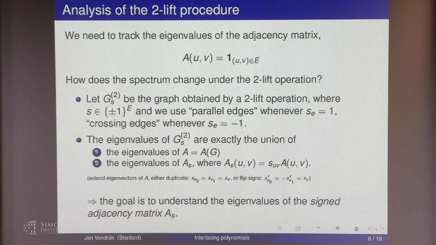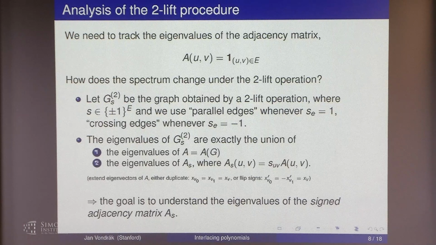So let's call this blown-up graph GS2. Let's encode the random choices that we have by a vector of plus minus 1s, where we have a plus minus 1 on each edge of the original graph. And plus 1 means that we will replace the edge by 2 parallel edges, and minus 1 means that we replace it by 2 crossing edges. Okay, I hope you remember the operation.